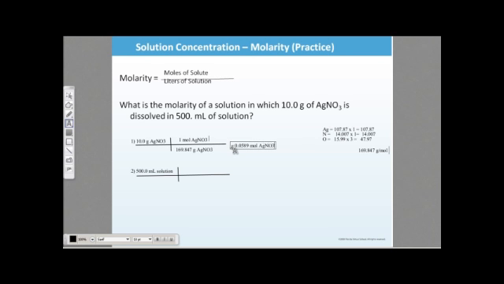Moles AgNO3. Now on the bottom, again, remember from our metrics that 1 liter is 1,000 milliliters. So that will give us 0.5 liters of solution. And then, of course, the final step is to simply take those two numbers and divide them.